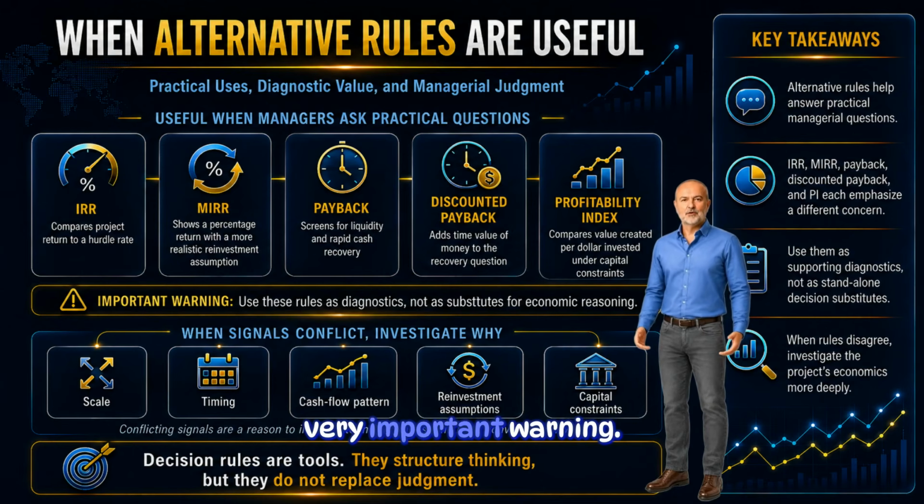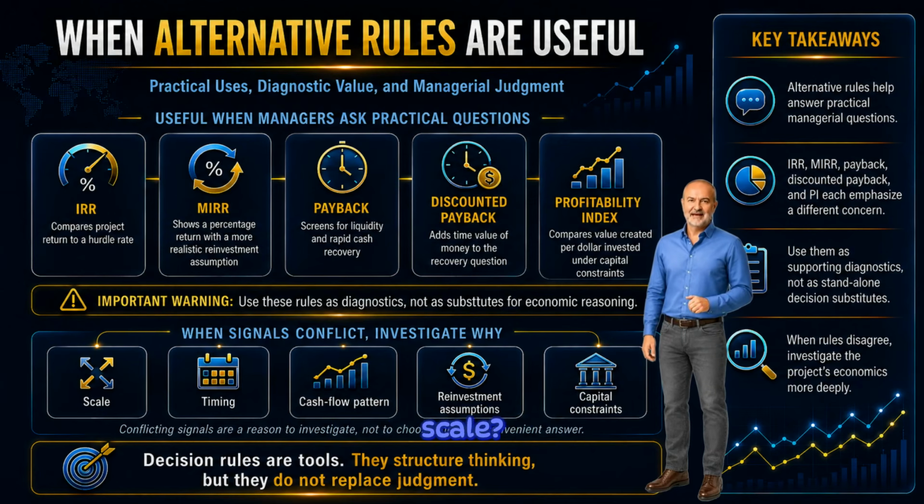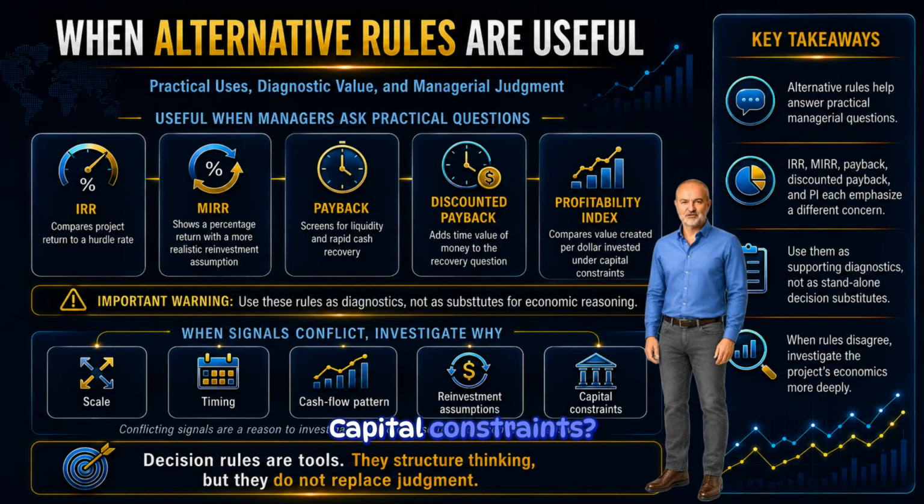But there is a very important warning. These rules should be used as diagnostics, not as substitutes for economic reasoning. If a project looks attractive under several rules, it deserves careful attention. If the rules give conflicting signals, that is not a reason to choose the most convenient answer. It is a reason to investigate. Why are the signals different? Is it because of scale, timing, cash flow pattern, reinvestment assumptions, capital constraints? The deeper lesson is that decision rules are tools. They help structure our thinking, but they do not replace judgment.